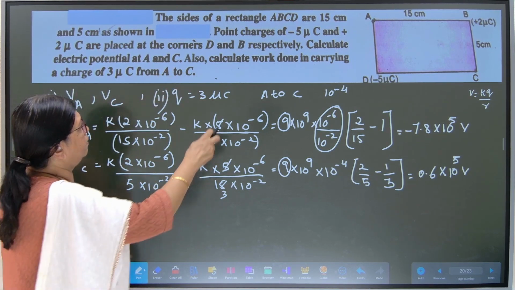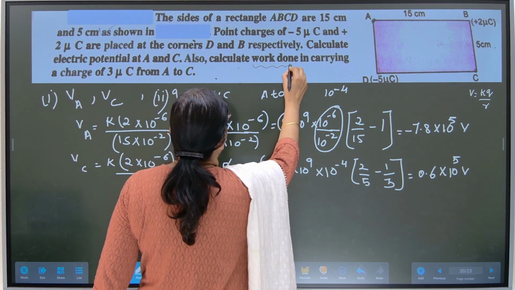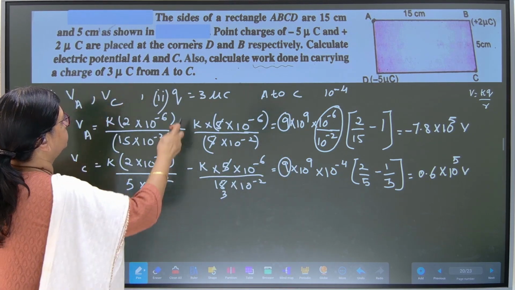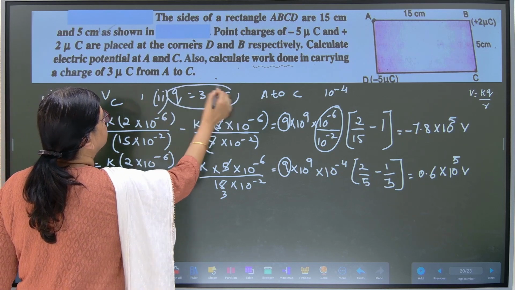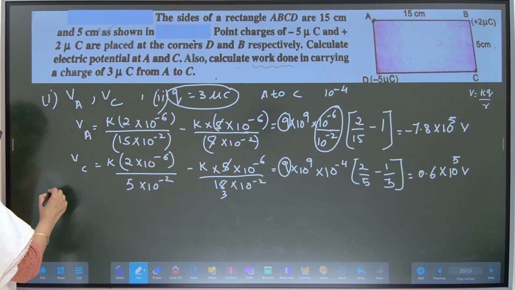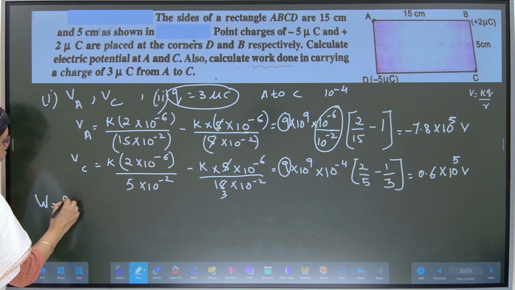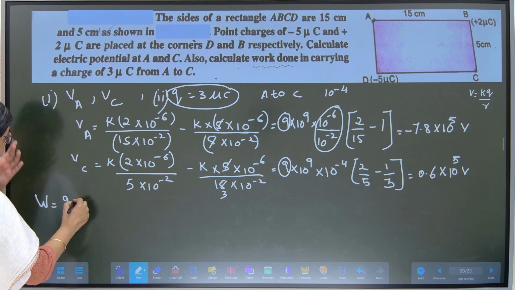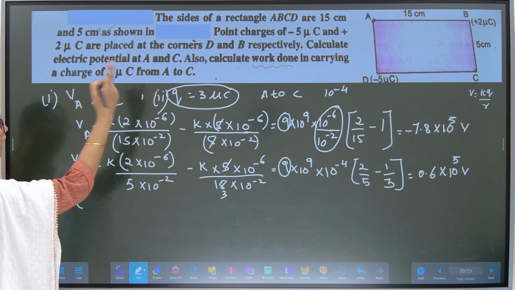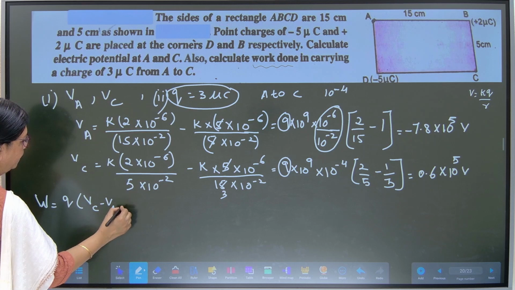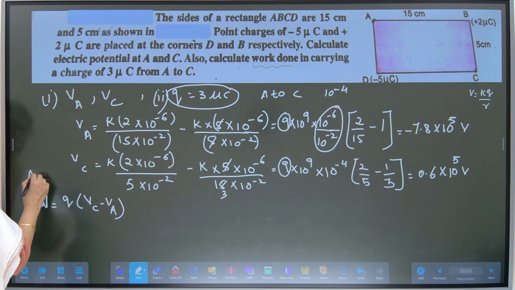Now, what is the next part of the question? Calculate the work done in carrying a charge of 3 microcoulomb from A to C. So, work done formula we have discussed in the first video, which is equal to Q. Because we have to shift from A to C, we write VC minus VA. Remember, we have to shift from where? A to C.